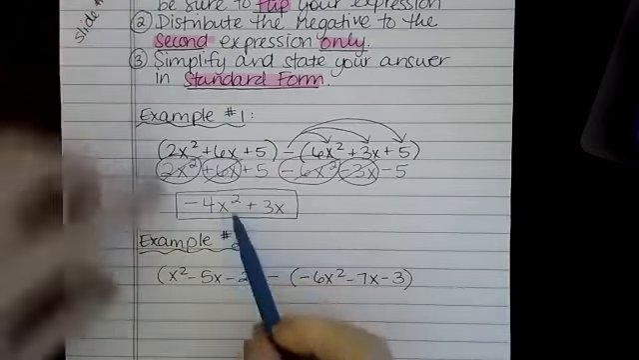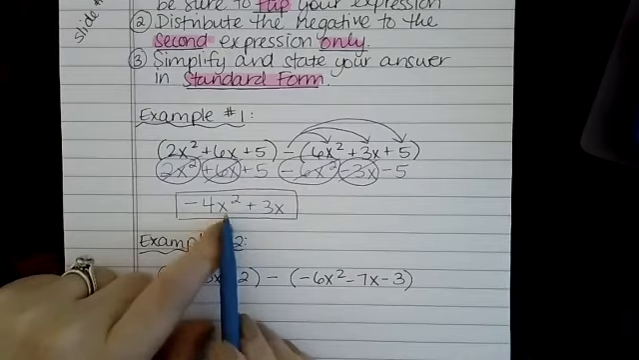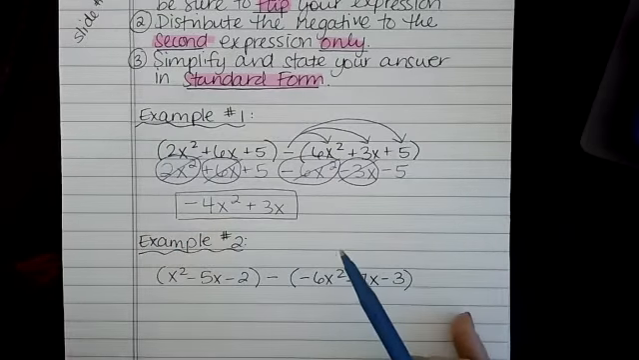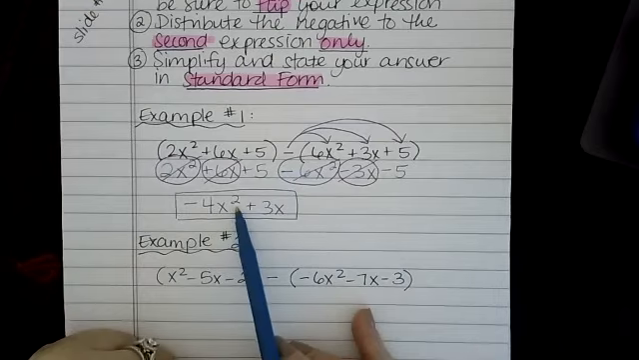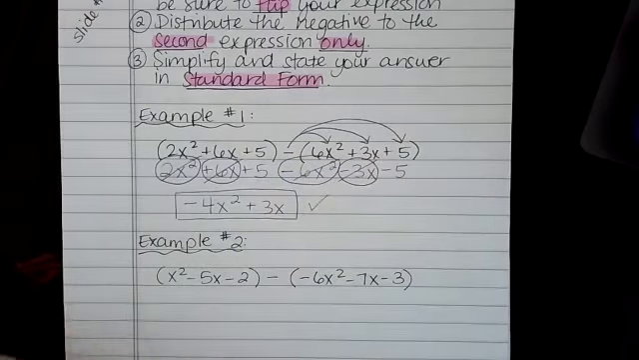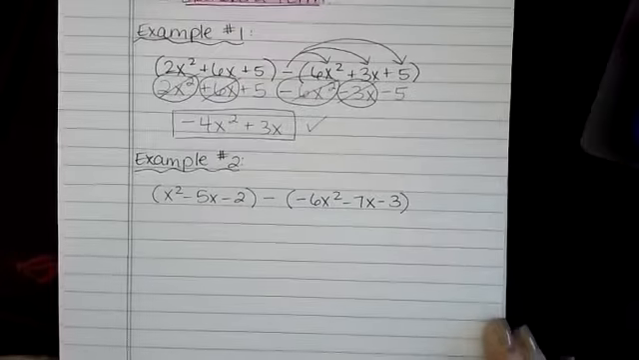I am making sure that it is in standard form, because standard form is organizing it from greatest to least based on the exponents. This is the highest exponent and this is the lowest. So this is my final answer. Okay, let's do another example.